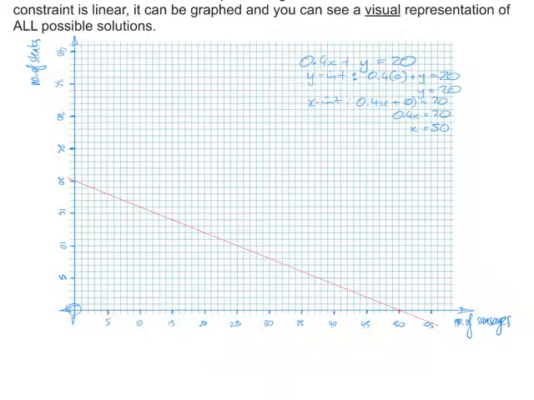So you can see our 2 points here. x is equal to 50, the y-intercept, y is equal to 20. Those are actually solutions. Because the x-axis is number of sausages, this is one solution, 50 sausages.